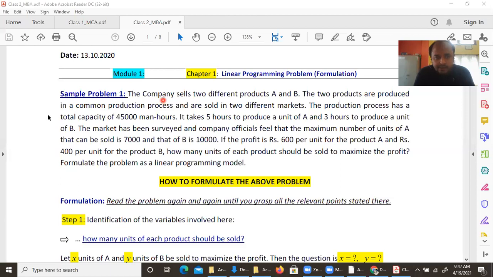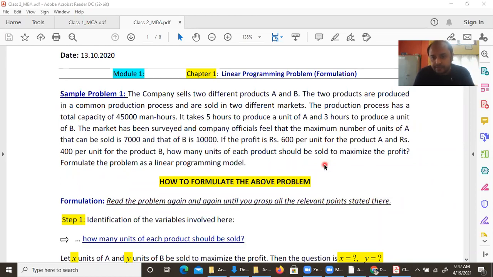The production process has total capacity of 45,000 man-hours. It takes 5 hours to produce a unit of capital A and 3 hours to produce a unit of capital B. The product has been surveyed, and company officials feel that the maximum number of units of capital A that can be sold is 7,000 and that of capital B is 10,000.